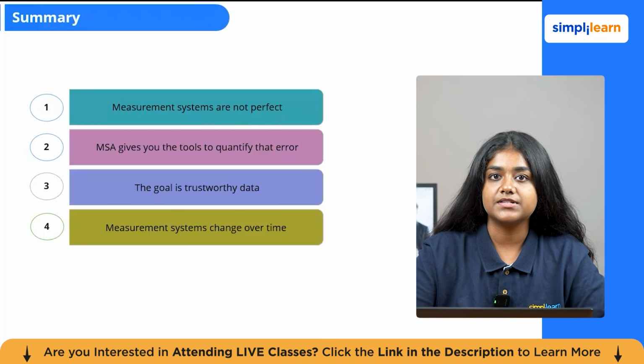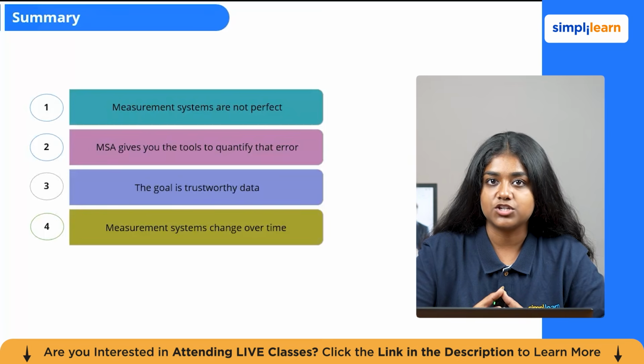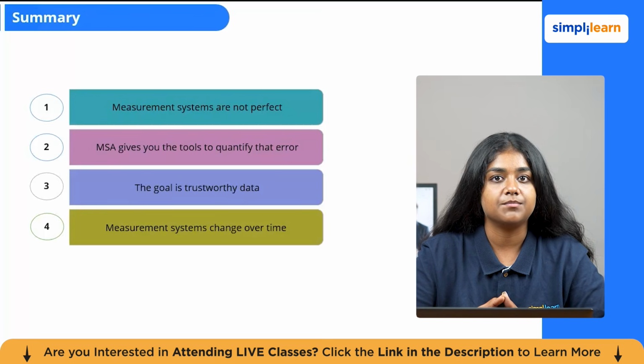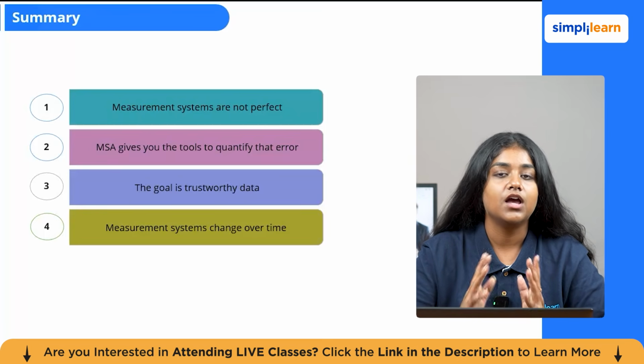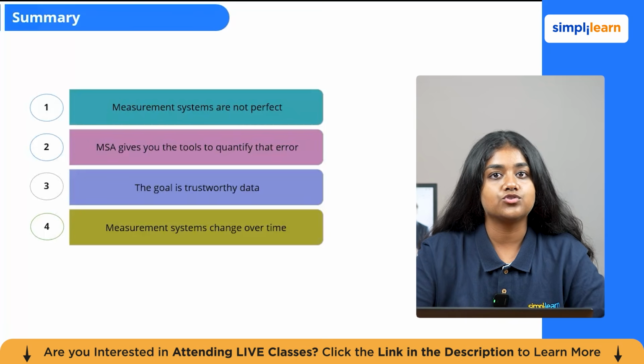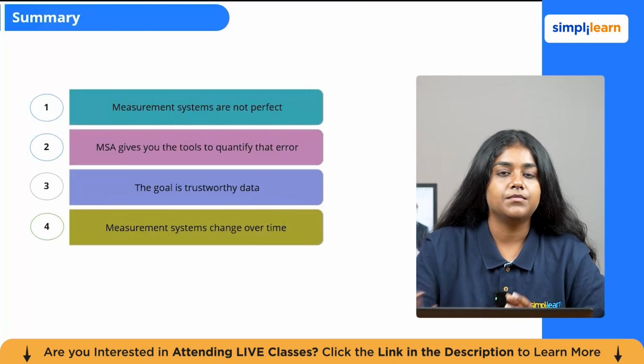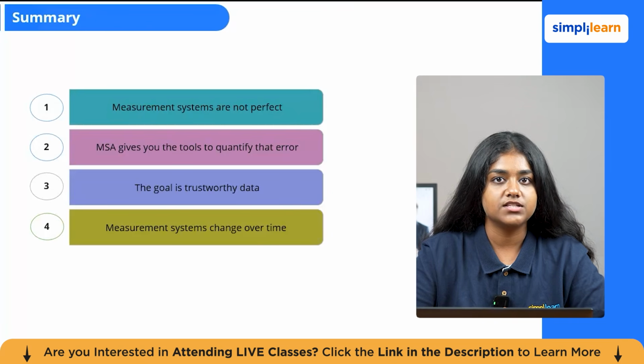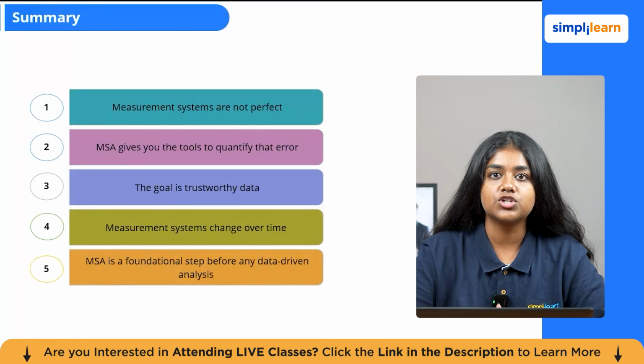The importance of MSA in a quality system is that in Lean, Six Sigma and any serious quality measurement system, MSA is a foundational step before any data-driven analysis. So before you run a capability study, verify your measurement system. Before you draw conclusions from a control chart, make sure your measurement system is stable. Before you make a go or no-go decision, make sure your inspection system is reliable. Measurement is the window through which you see your process. If the window is dirty or distorted, everything you see through it will be wrong.